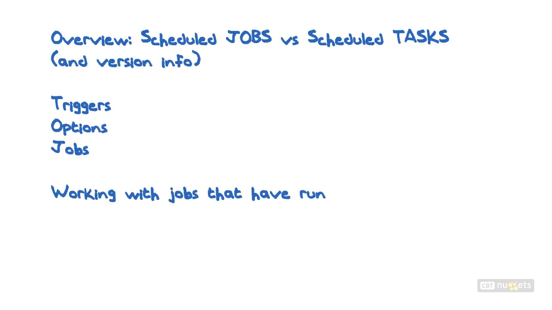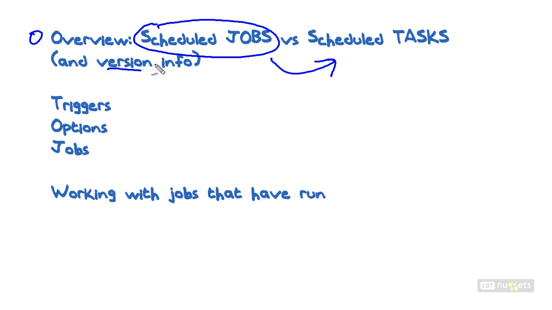So we'll start with a quick overview of what these scheduled jobs are and contrast them to scheduled tasks. There are two different things, both of which involve the task scheduler functionality in Windows. We're going to be focusing on this one, and I really want to make sure that you understand the difference so you don't accidentally start using the other one and wonder why it doesn't work the way I show you. We'll also talk about some version information, what this works with, what it doesn't work with.